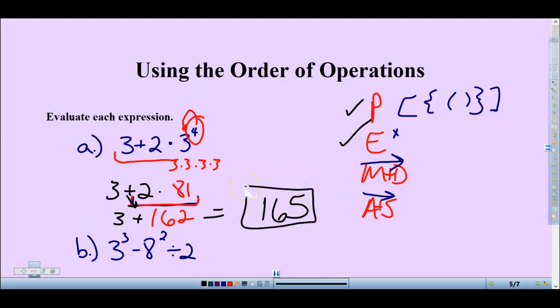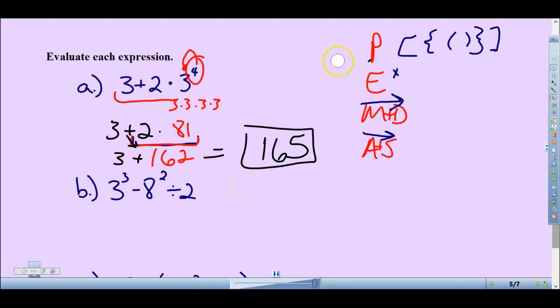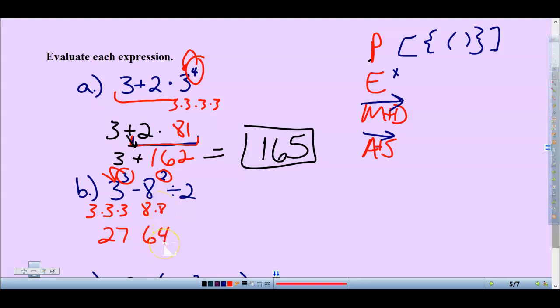Let's go ahead and do that second one. If I have to, I'll use my little checklist up here for PEMDAS. I once again don't have any grouping symbols, so I'm going to take care of those exponents first. One at a time, I'm going to take care of them. So 3 to the third power is the same thing as 3 times 3 times 3. That's equal to 27. And then 8 squared, that's the same thing as 8 times 8. Well, that's equal to 64.